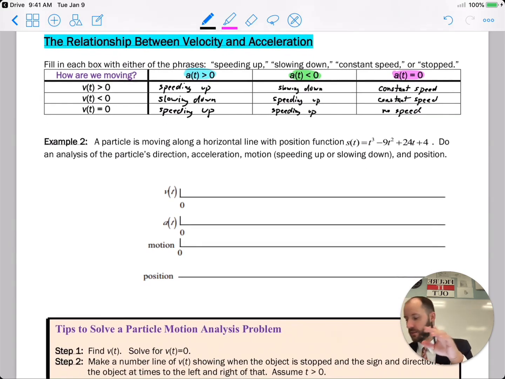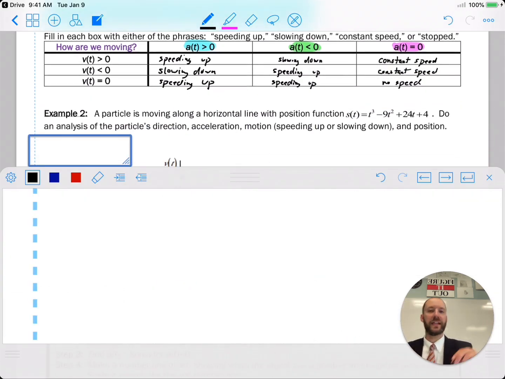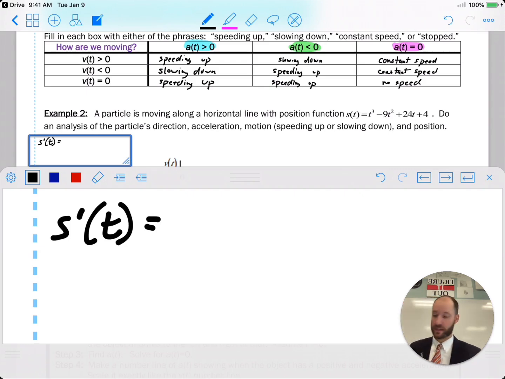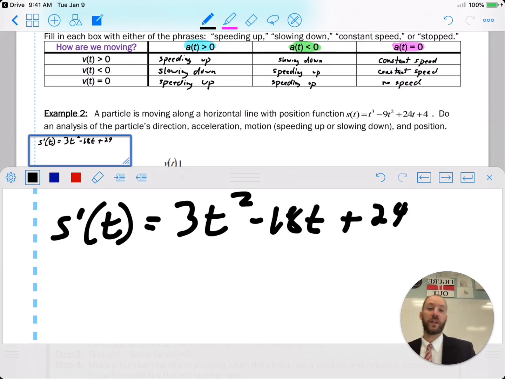So now looking at some particle motion analysis. A particle is moving along a horizontal line with position s of t. Do an analysis of the particle's direction, acceleration, motion, and position. So first we have s of t. Let's get our velocity and our acceleration. So s prime of t, that would be our velocity. So the derivative of s of t is 3t squared minus 18t plus 24, alright?